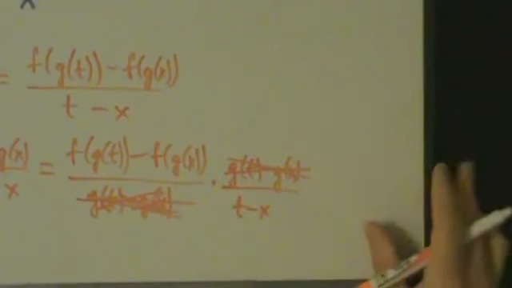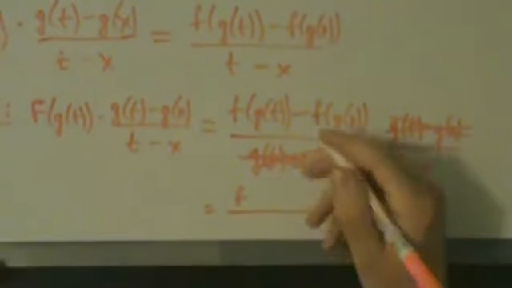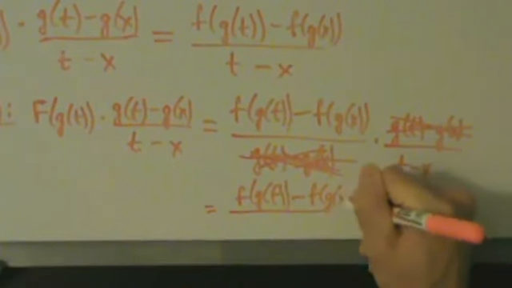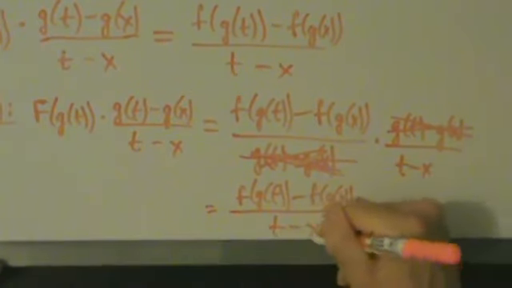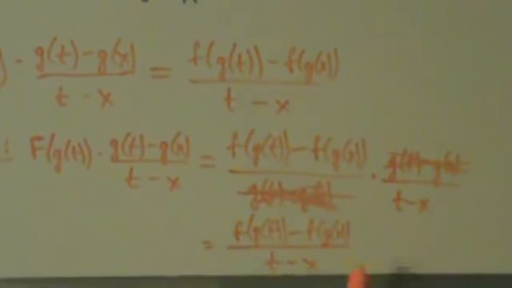So then we see that all we're left with is, running out of room here, so let's come down here. All we're really left with is f of g of t minus f of g of x all over t minus x. And that's actually what we wanted to show. We want to show that this is always equal to this, and that's our result here.